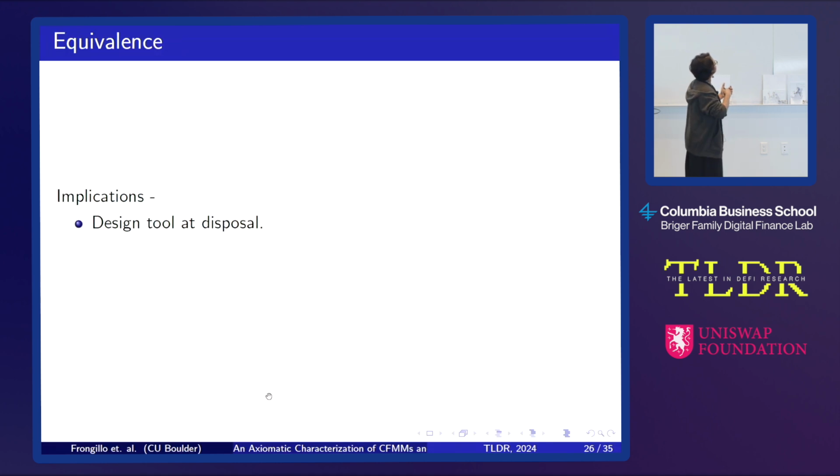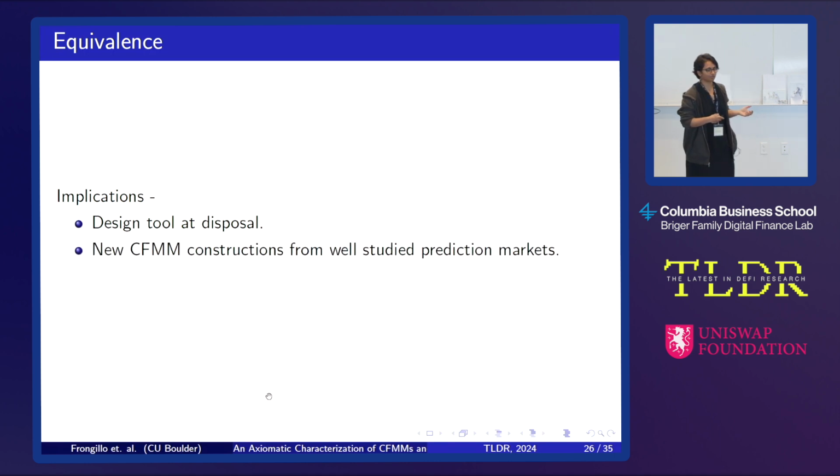The interesting part is the implications of this equivalence. Like I mentioned, now we have a tool to go from one literature to the other, from prediction markets to CFMMs, and we hope that it makes people borrow things from each of the literatures for the other. Hopefully this encourages new CFMM designs, as prediction markets have been well studied. And on the other hand, hopefully prediction market folks take away the new innovation of liquidity provisioning from the CFMM world.